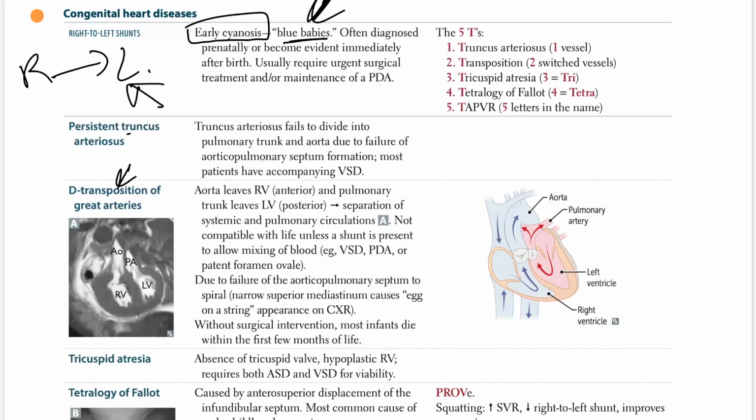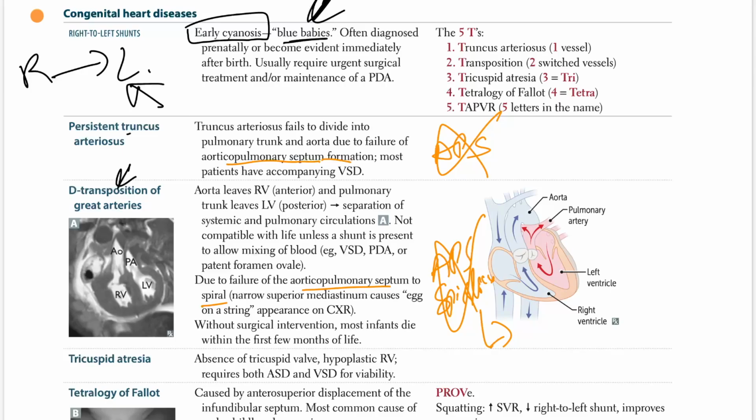So going back, the problem here was aorticopulmonary septum formation. So AP septum didn't form. Here the problem is AP septum spirals. AP septum spiraling problem. So if it doesn't spiral, what does it do?